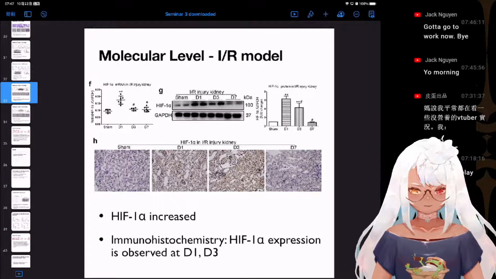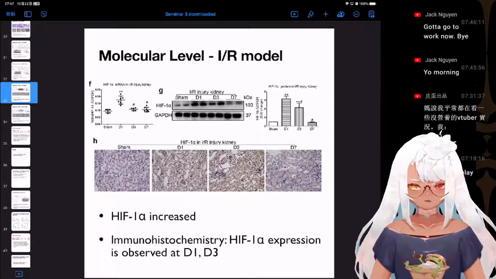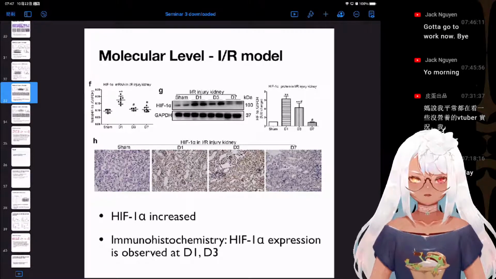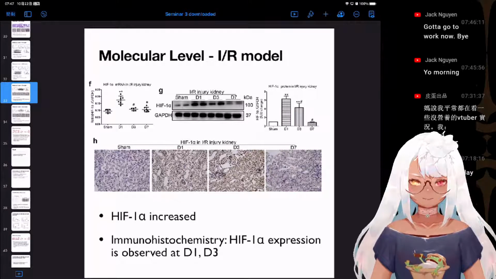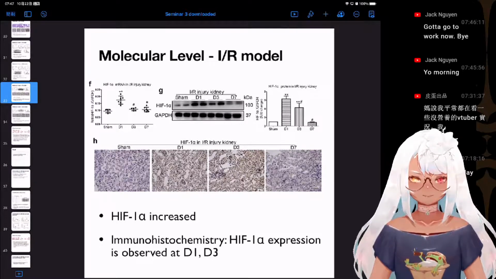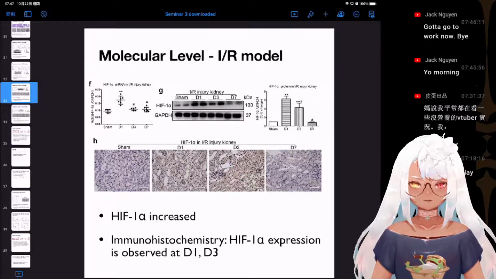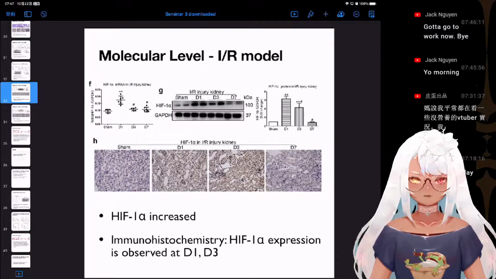Here's a contrast graph of that. And using immunohistochemistry staining, the yellow or brownish color indicates the presence of HIF1 alpha, and we can see that it is present at day 1 and day 3, preceding a decrease at day 7.